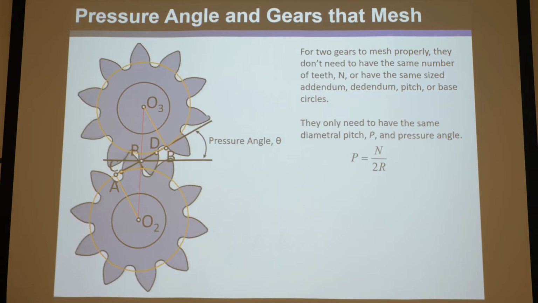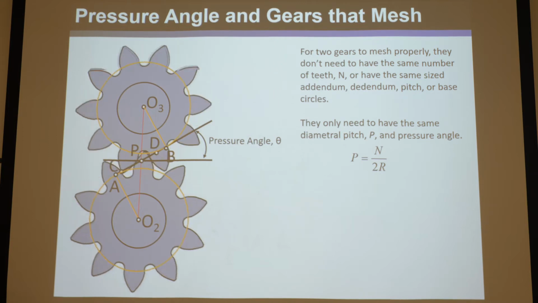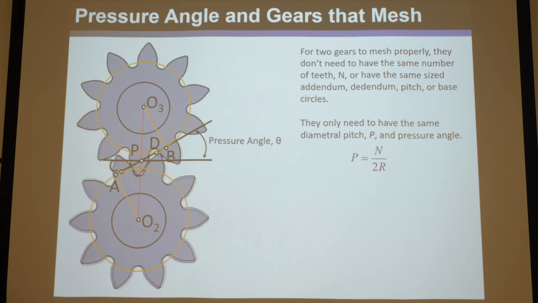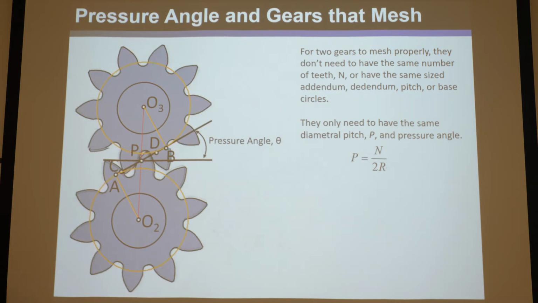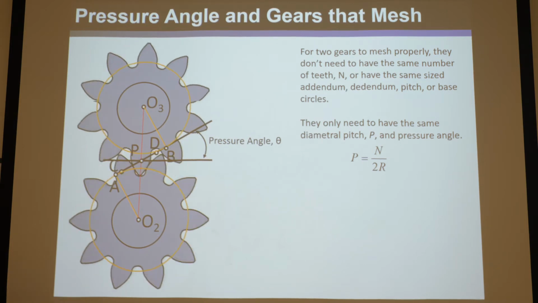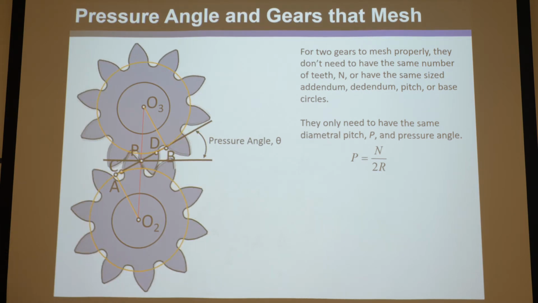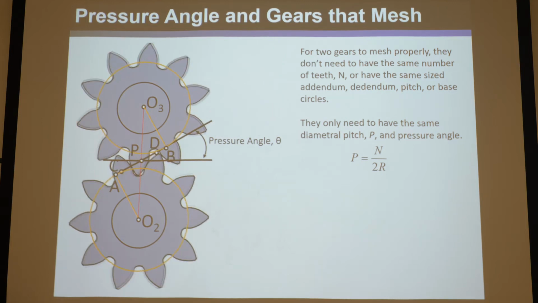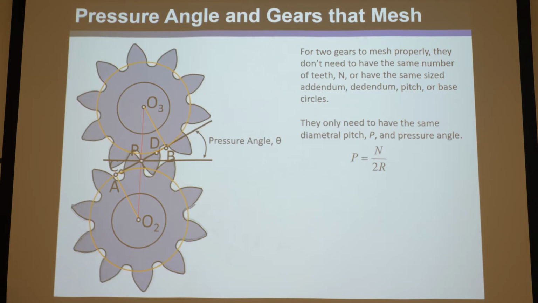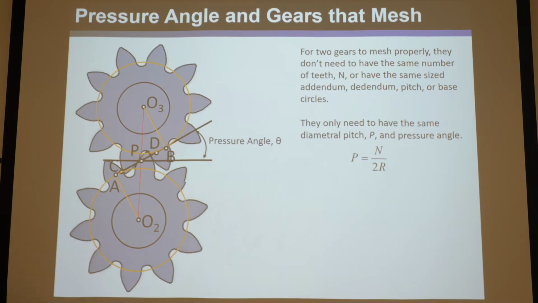Okay, so what's the condition for two gears to mesh properly? Okay, so you can't just grab any two gears and expect to put them together and have them work. So, what has to work for them to mesh properly? Well, they certainly don't need to have the same number of teeth. You can imagine there's lots of gears where there's tons of teeth, a large gear, large wheel on a tiny pinion. So they don't have to have the same number of teeth, or the same sized addendum, dedendum, pitch, or base circle. They don't have to have the same size of any of the circles. In this case, since they're the same gears, they had all the same, but they certainly don't have to.